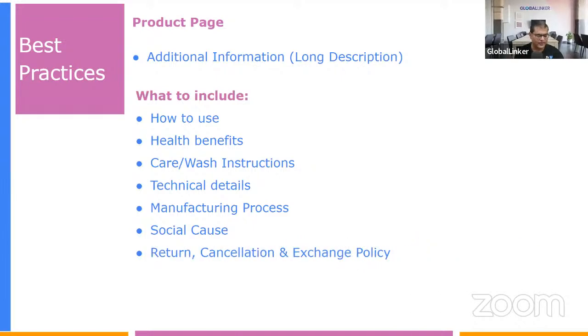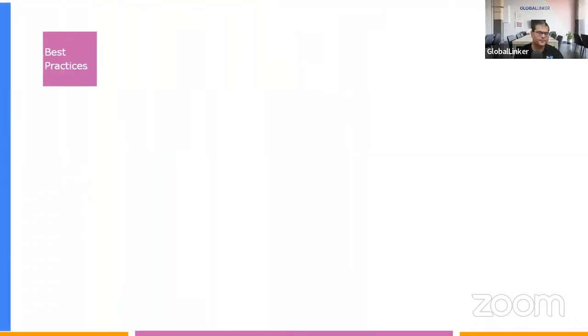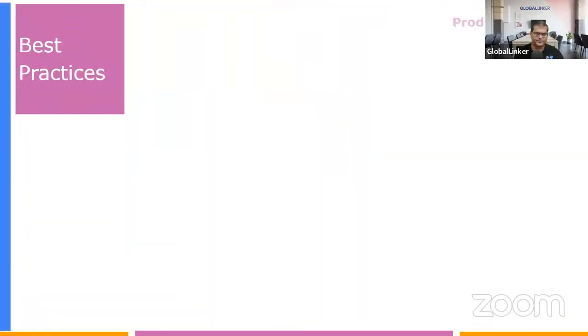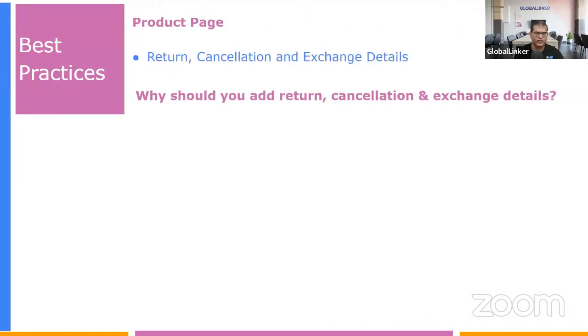Next is return, cancellation, and exchange policy. You should include that. And why should you include it? I'll explain that in the coming slide. Then you have delivery timelines: how you'll be delivering the product and how much time it will take to be delivered. You should add all that. Let's understand about return, exchange, and cancellation details.